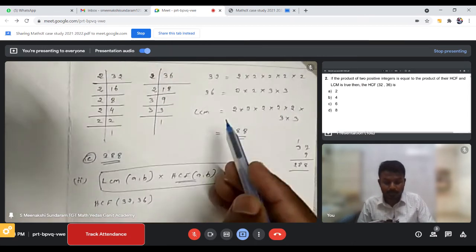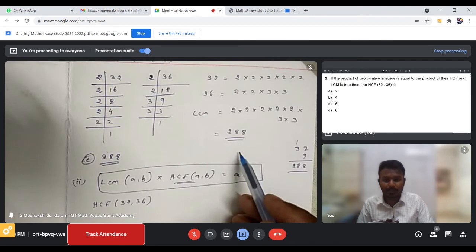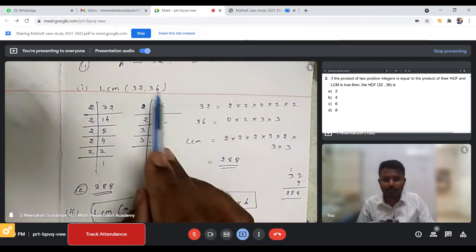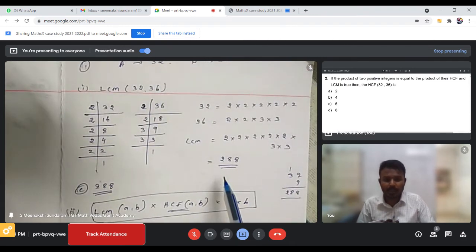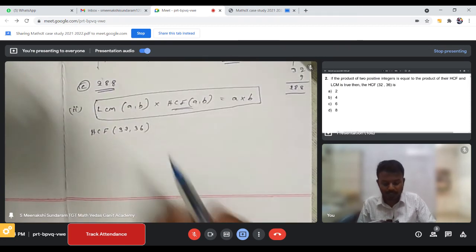From the first question, we know that the LCM of 32 and 36 is 288. Now we can find the HCF. So, very easiest one.